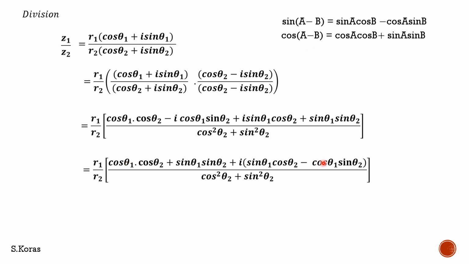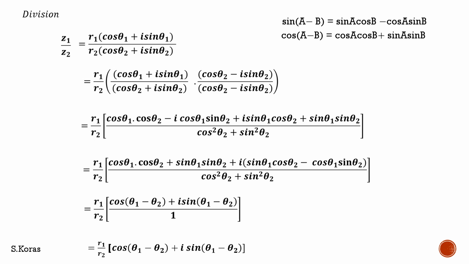In this part, if you see, this is in the form sin A cos B minus cos A sin B, right? So its simplification is sin of A minus B. So if we simplify this, we'll get sin of theta 1 minus theta 2. So while simplifying, we'll get the answer as cos of theta 1 minus theta 2 plus I into sin of theta 1 minus theta 2. So our answer is R1 by R2 into cos of theta 1 minus theta 2 plus I into sin of theta 1 minus theta 2.